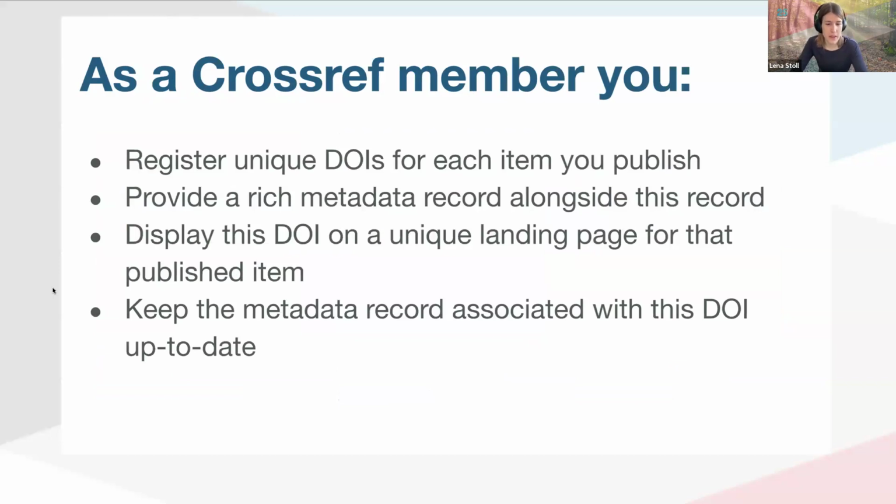So let's start with the basics. What do we mean when we say participation? You can participate in Crossref by registering unique DOIs for each item that you publish. You'll probably be doing this already. You also provide a rich metadata record alongside those DOI identifiers. And you should be displaying the DOI on a unique landing page for each published item. And you should also keep the associated metadata record up to date, which can mean that you add more richness to the metadata over time, or you simply keep it updated to reflect reality as time goes on.